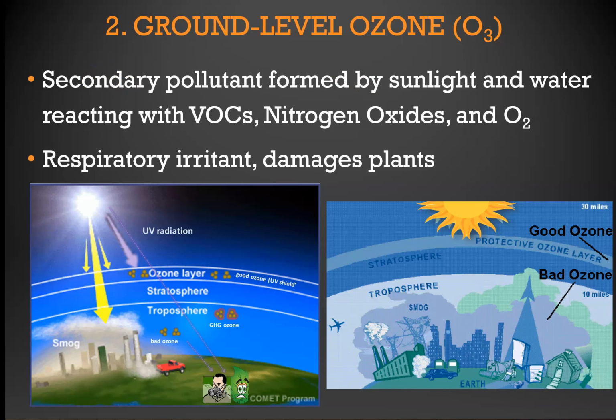So sunlight and water will react with things like nitrogen oxides, VOCs, which are volatile organic compounds, and I'll get more into that, and even oxygen. So you take these things and you combine them with sunlight and water to get ozone. And I'll get more into that in just a minute. But ozone is a concern because it damages our human health, our respiratory system, and it can damage our ecosystems, our plants.